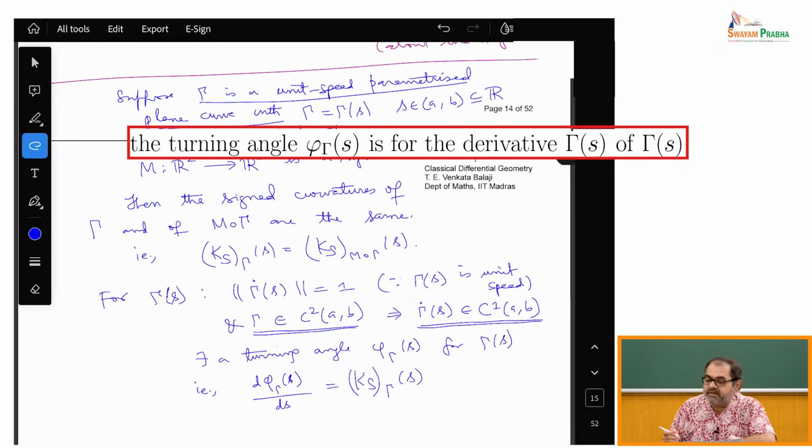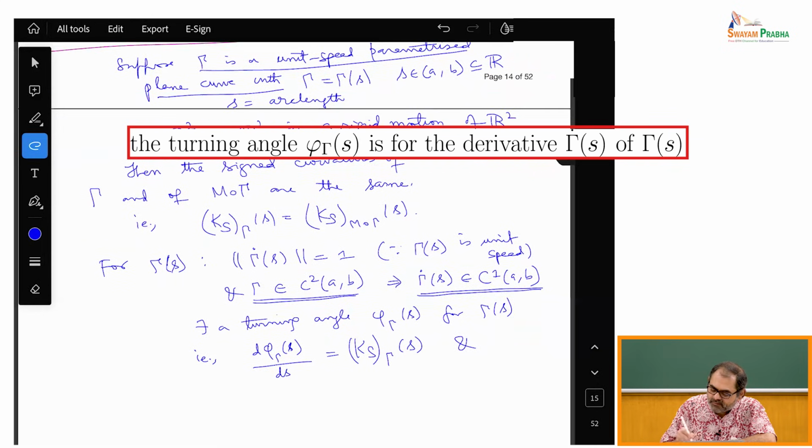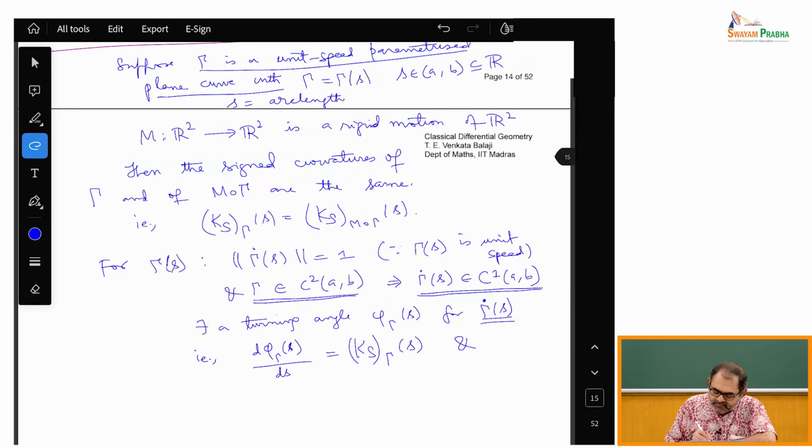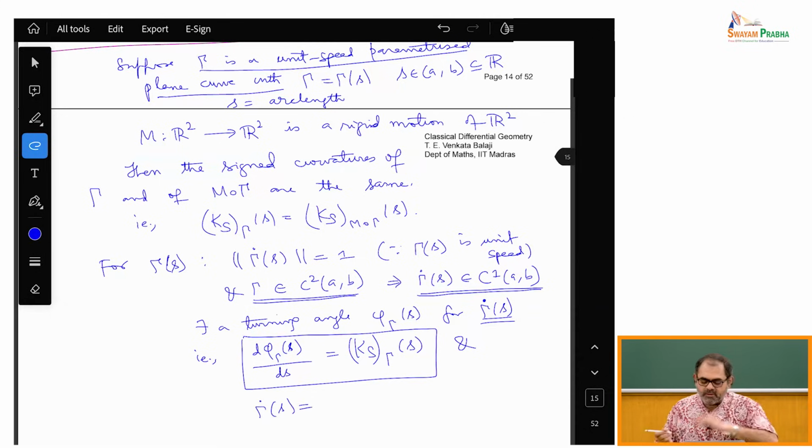So the rate of change of the turning angle is your signed curvature. I should say there is a turning angle for gamma dot. That's important: the turning angle is for a C1 unit vector. So there is a turning angle for gamma dot, and the rate of change of the turning angle is the signed curvature. That is a correct analytic description of the signed curvature. And of course, how is gamma dot of s related to the turning angle?